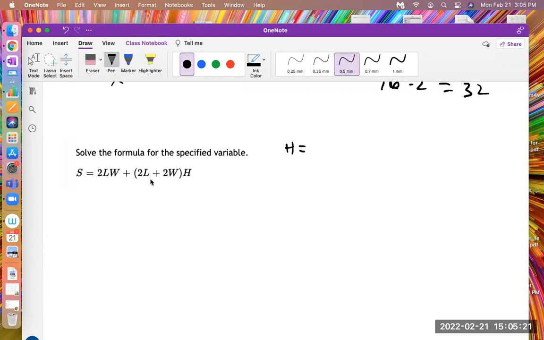I'm going to treat all these other variables here like they're numbers, and I'm just trying to isolate that h by itself. So the first thing I would notice is I'm multiplying this h by this junk right here. Every time I'm multiplying by something, I have to divide by that something to get rid of this junk attached to the h currently.